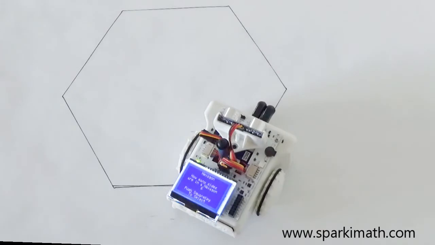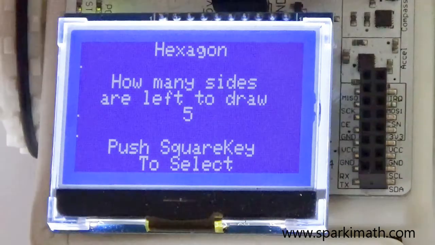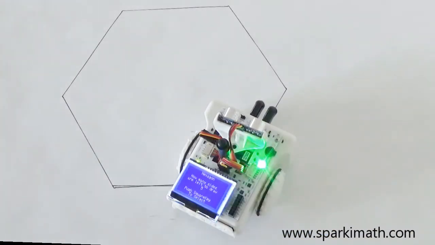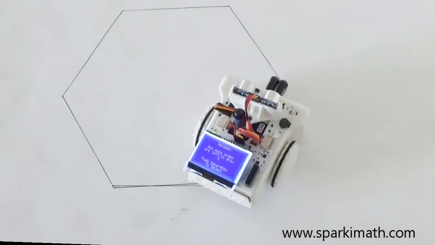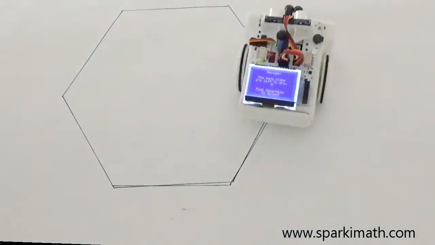Then comes our second question. How many sides are left to draw? Well, we kind of know it's 5, so let's key in 5. Push the square key again. That's like the enter key or the return key on your computer. And then Sparki claps his grippers, moves along, and draws a second side.